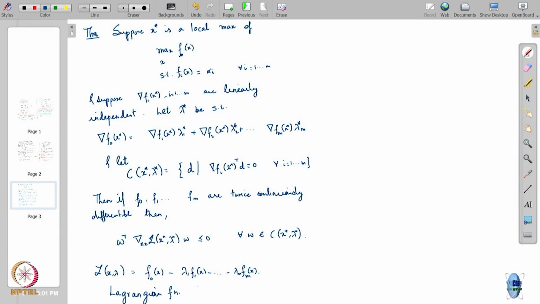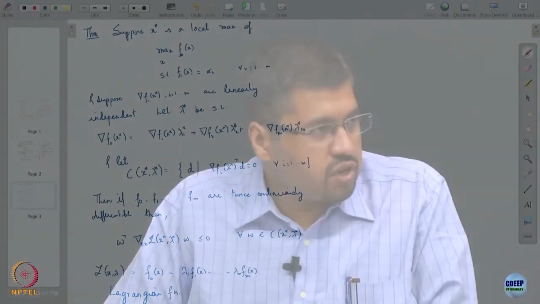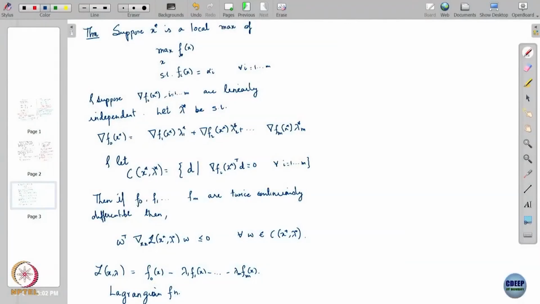You take the Lagrangian function, it's a function of both x and lambda, and look at it only in the x space. Calculate the Hessian of the Lagrangian only with respect to x, assuming lambda fixed, you just think of it as a function of x. Evaluate that Hessian at x star, lambda star. And then you look at this thing. So what is this? This is W transpose times the x Hessian of the Lagrangian times W. That has to be less than or equal to 0 for all W that lie in this tangent space.